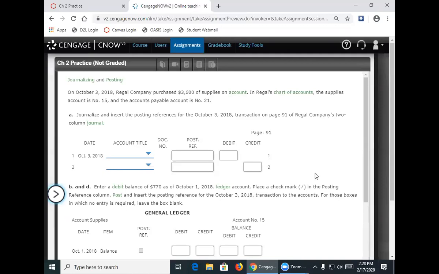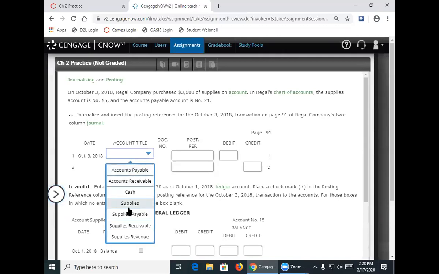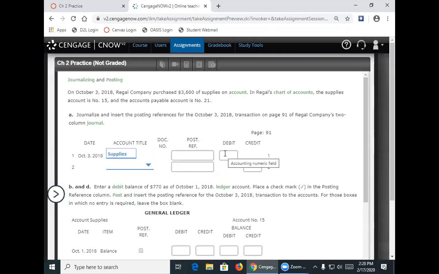So we purchased $3,600 of supplies on account. What two accounts are being affected? Supplies and accounts payable. Very good. Well, what kind of account is supplies? Supplies is an asset. Is it increasing or decreasing? Increasing. Good. So do I debit or credit supplies? Debit. Perfect. So on my account title, I'm going to put supplies. I'm going to skip the post reference for now, but my debit is the 3,600.